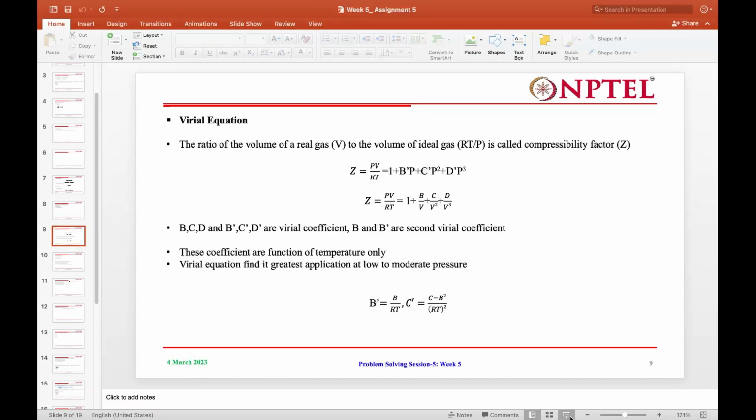Now take the limit as p tends to 0, the limit is equal to B, right? So here it is given that the limit p tends to 0 of dz by dp at constant temperature is equal to 0. So B is equal to 0. And this is the second virial coefficient. So here B is equal to 0. So in the options given, the second virial coefficient B is 0. So the answer of question 8 is A, right? All of you got it clear?